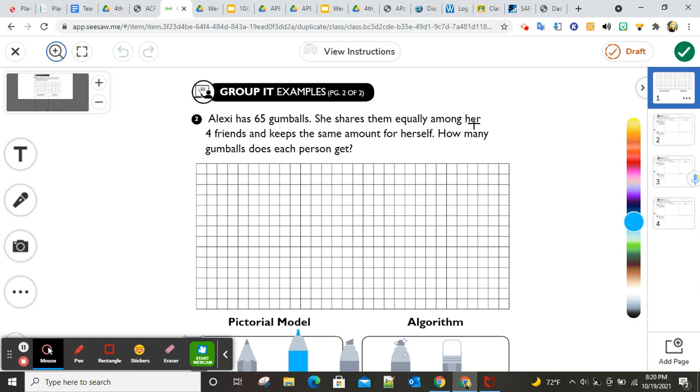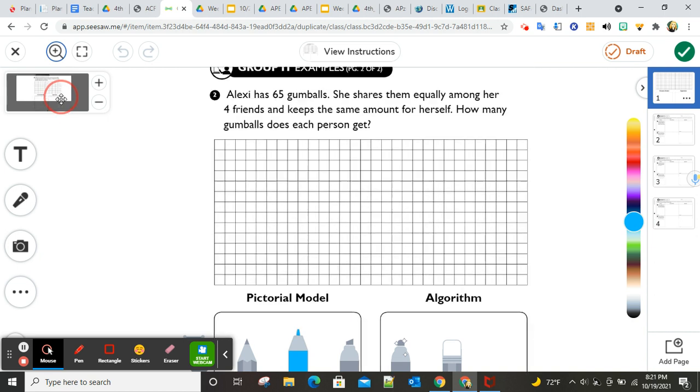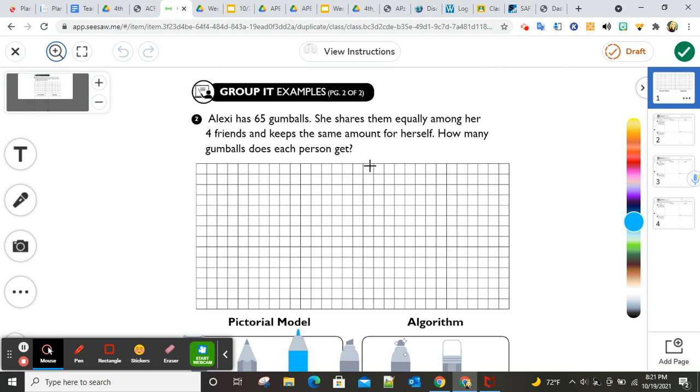And our first problem, Alexi has 65 gumballs. She shares them equally among her 4 friends and keeps the same amount for herself. How many gumballs does each person get? Okay, so when I look through, I've got a graph, like grid paper. I've got a pictorial model that I have to do and an algorithm.